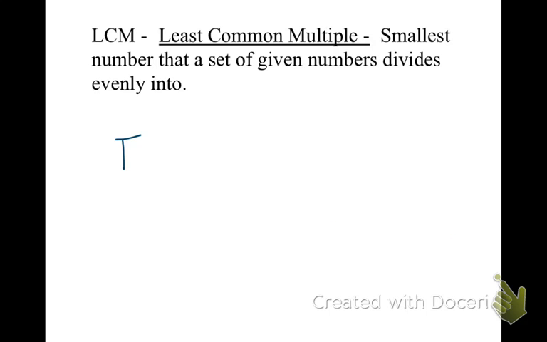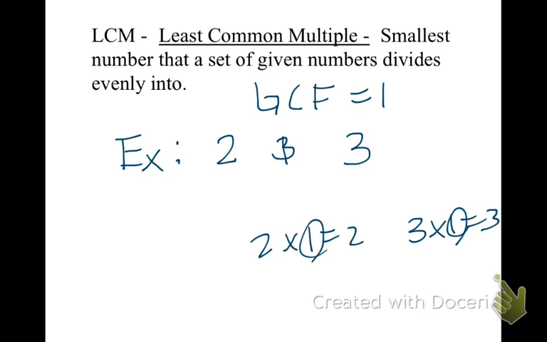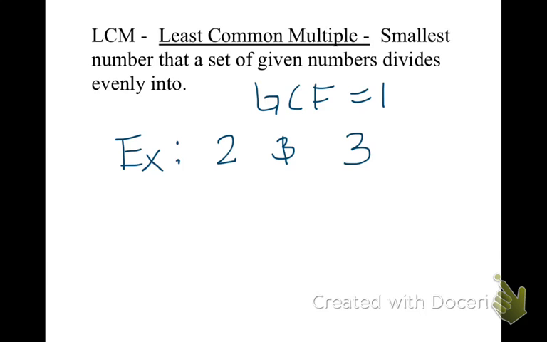So, for example, if I give you 2 and 3. We're not looking for the greatest common factor, because the greatest common factor is actually 1, because 2 times 1 gives me 2, 3 times 1 gives me 3. They share 1. But that's not what we're looking for. We're looking for a number that they divide into evenly, and it needs to be the least.